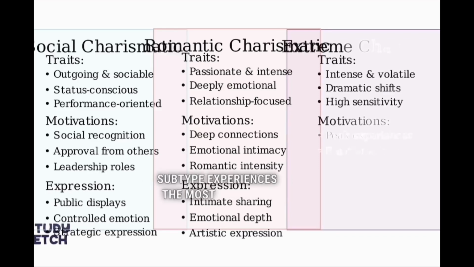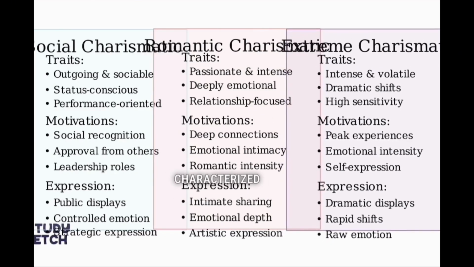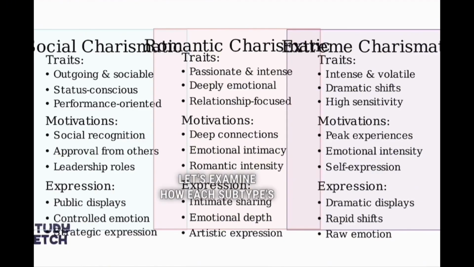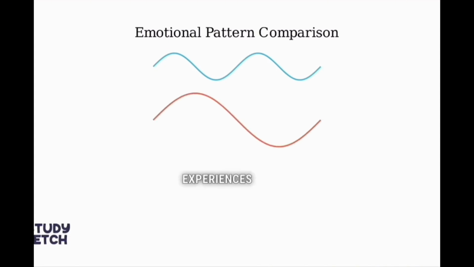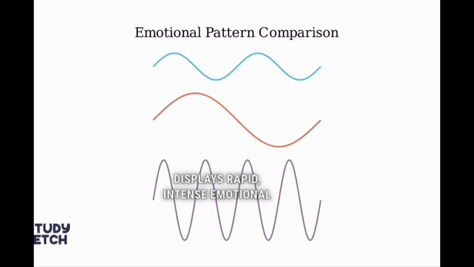The extreme charismatic subtype experiences the most dramatic emotional fluctuations. Their emotional expression is characterized by intense peaks and valleys, with rapid shifts between states. Let's examine how each subtype's emotional patterns differ. The social charismatic shows more controlled, moderate emotional fluctuations. The romantic charismatic experiences deeper, more sustained emotional states. The extreme charismatic displays rapid, intense emotional shifts.